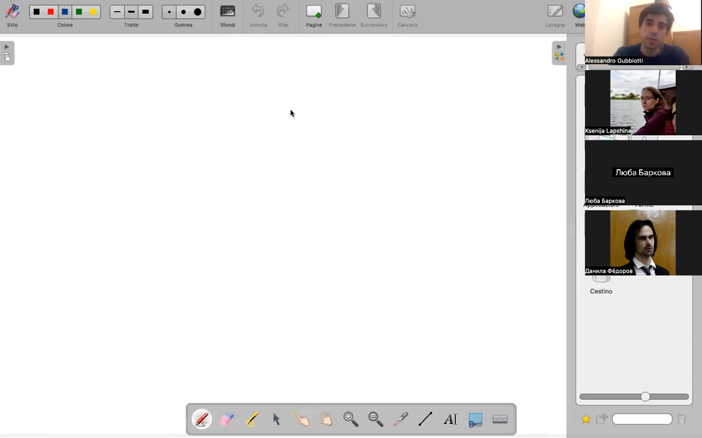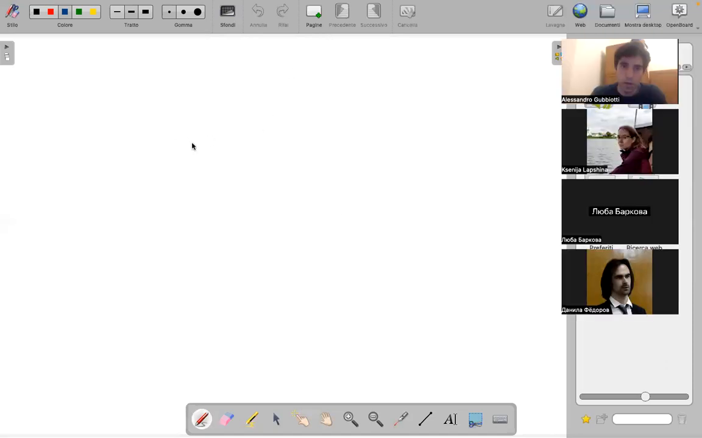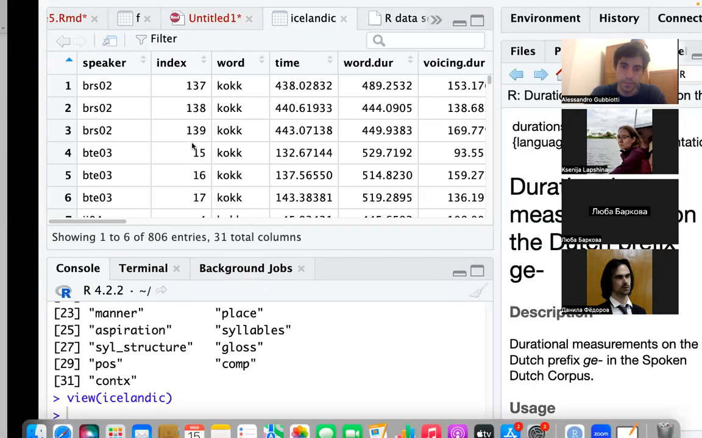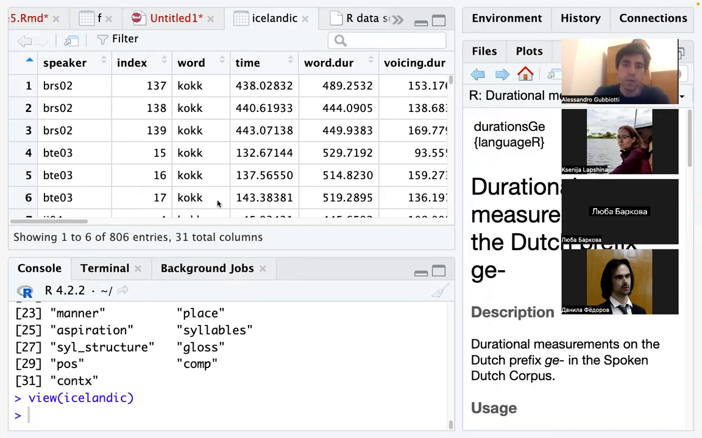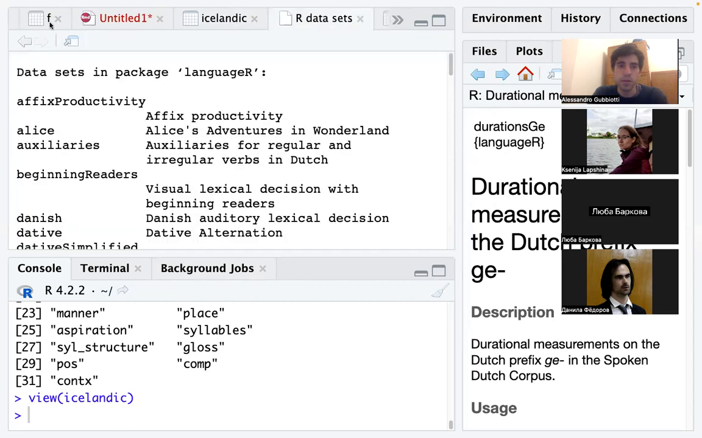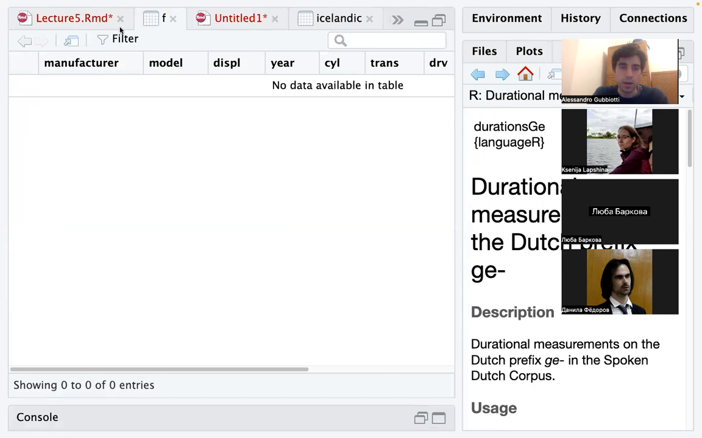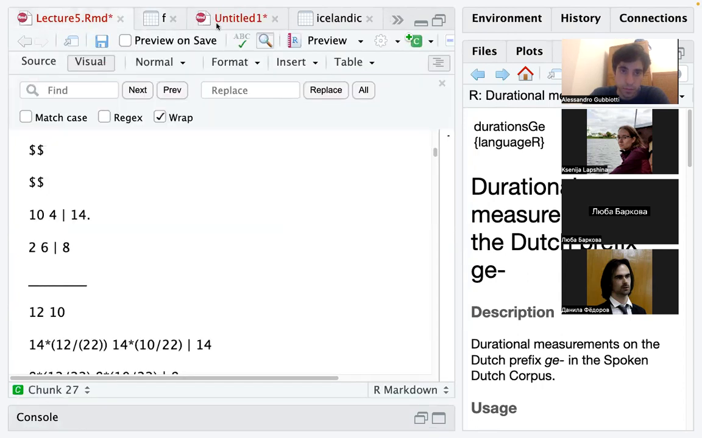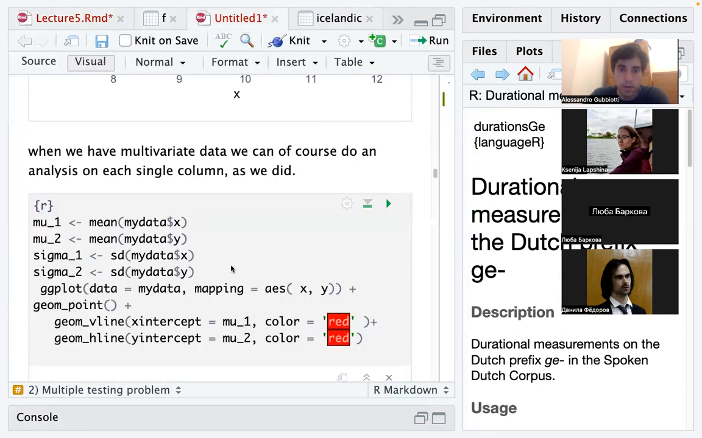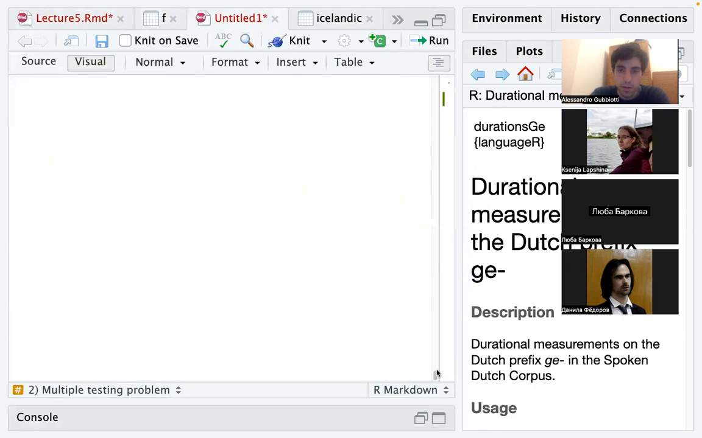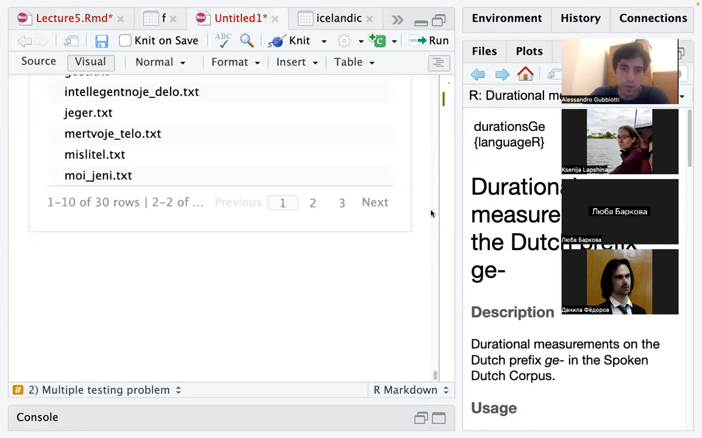Okay, so last time we were introducing the problem of multiple comparison, that is the problem which arises when we do many tests. So let me recall what was the problem.